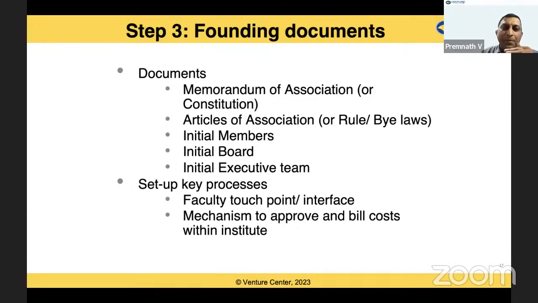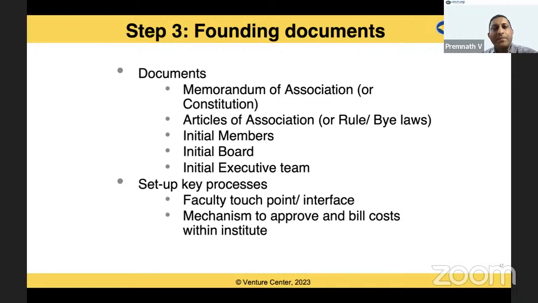So typically companies have something called a memorandum of association and articles of association, and societies have equivalents called constitution and bylaws, right? It's a good idea, even if you're not a registered organization, to put these together. And there will be an initial bunch of members. In one of the slides, I also have a link to the founding documents of a couple of clubs that I mentioned, but you can of course find that, right?